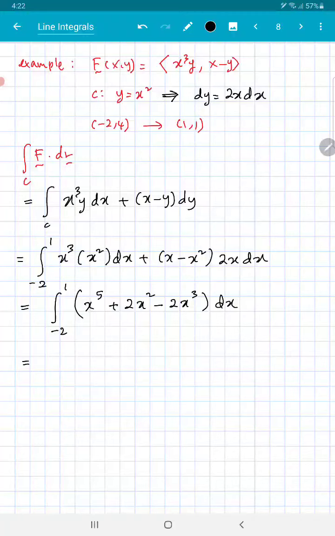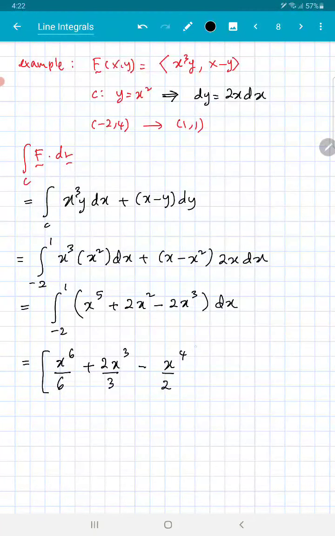Okay, now integrate this with respect to x. The first term will give you x to the power 6 over 6. The second term is 2x cubed over 3. And the third would be x to the power 4, 2 over 4, which is a half. Okay, and then replace x with the upper and lower limits. Remember, upper limit minus the lower limit.